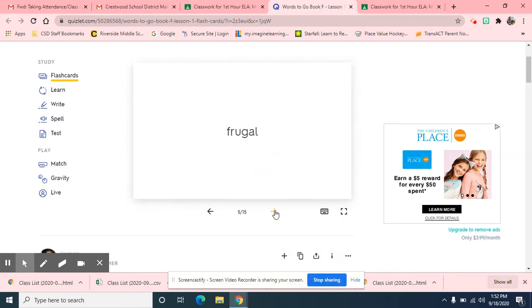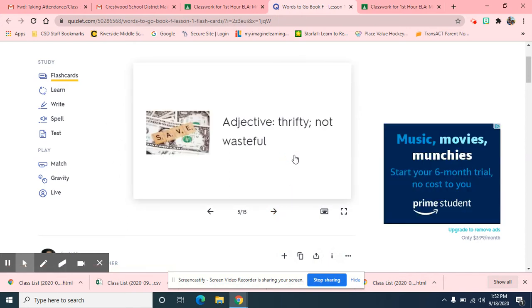The next word is frugal. And frugal is thrifty, not wasteful. So you don't want to waste something and throw it in the trash. It becomes frugal, useful. Okay? Useful. And it's an adjective, it describes something.